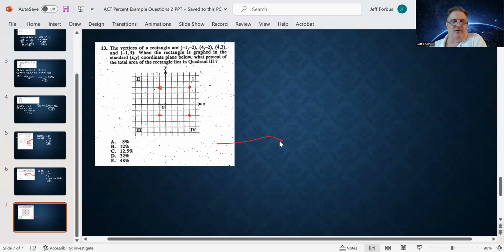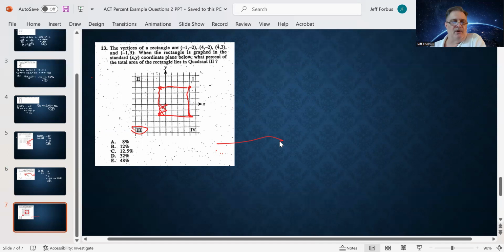When the rectangle is graphed, so let's just draw our lines. I'm definitely not a Picasso. I'm not an artist. But you get the idea. So when the rectangle is graphed in the standard coordinate plane, what percent of the total area of the rectangle lies in quadrant 3? So quadrant 3 is down here. There's 2 squares right there.